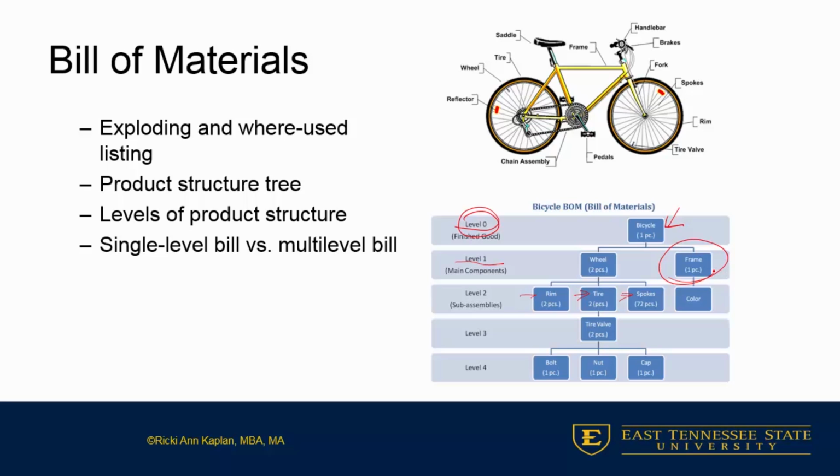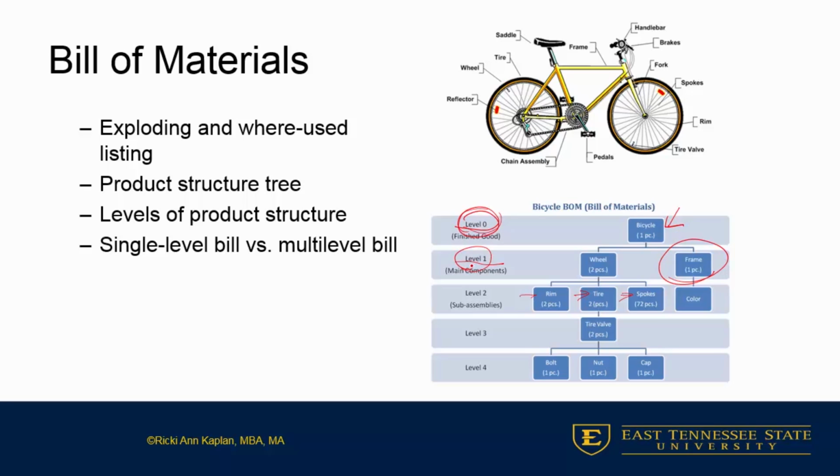So we're taking a look at exploding this out to find what each part is that needs to go in here. And this is important because this gives us pretty much our shopping list. What do we need to have before we can build the bicycle? The different levels. The lower the level, the higher up it is to the finished good. Level 0, again, is a finished good.